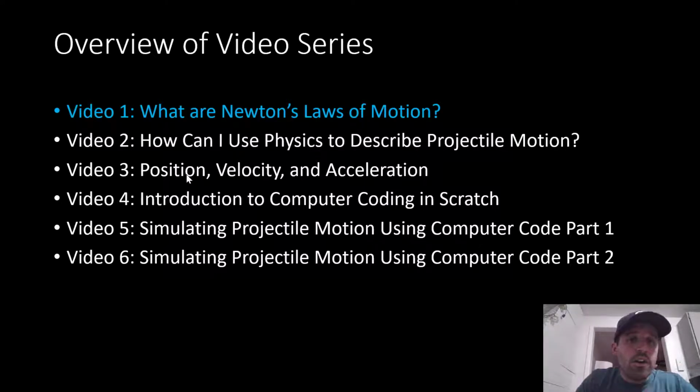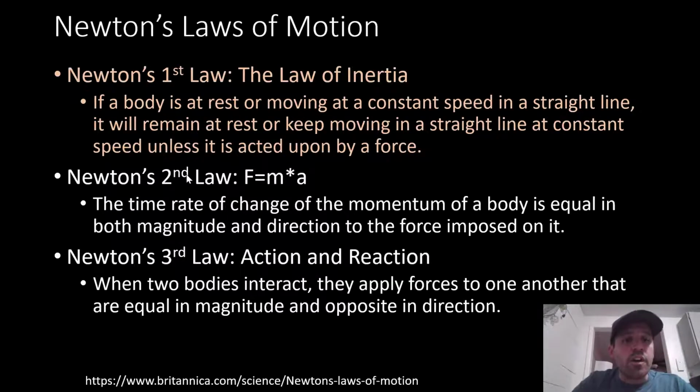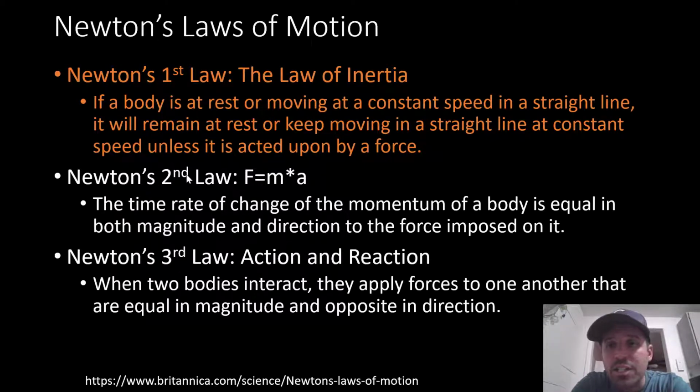So here we are in the video series. We're on video 1. What are Newton's laws of motion? So here they are. Newton's first law is also known as the law of inertia, and it says that if a body is at rest or moving at a constant speed in a straight line, it will remain at rest or keep moving in a straight line at constant speed unless it is acted upon by a force. So basically, a body in motion is going to stay in motion, or a body at rest is going to stay at rest unless you change something dealing with the forces that are happening.